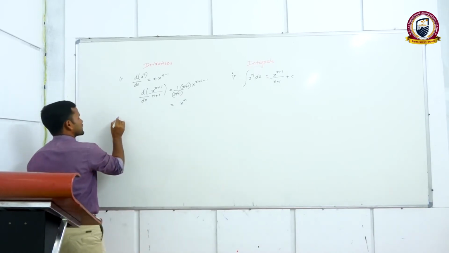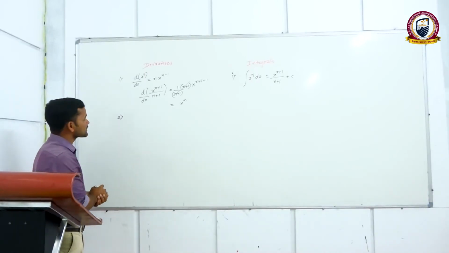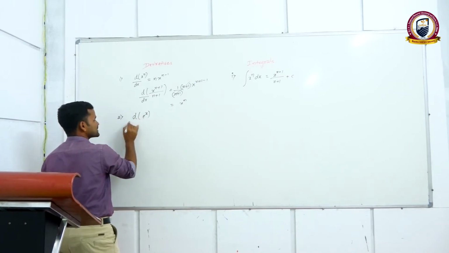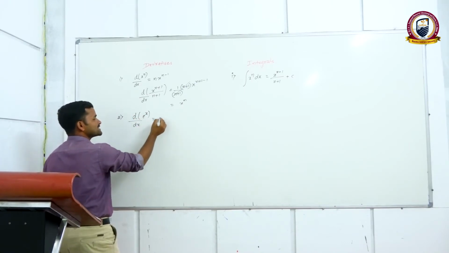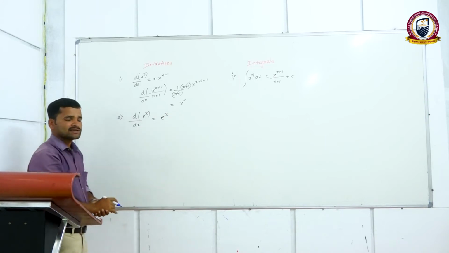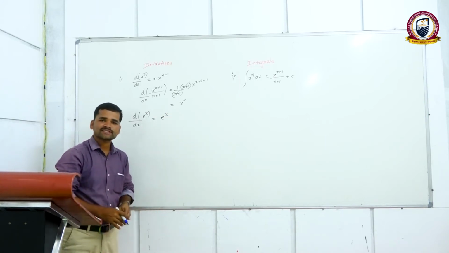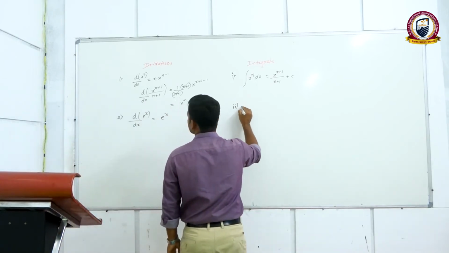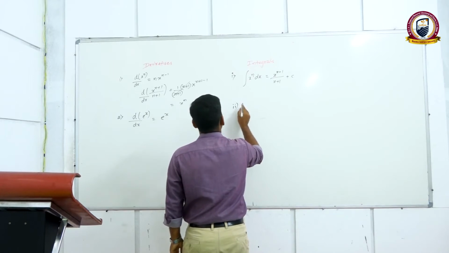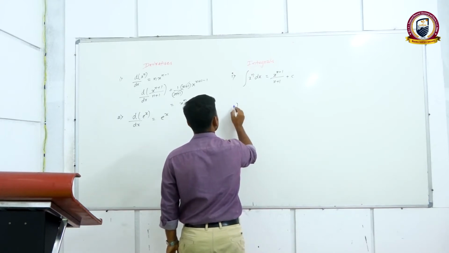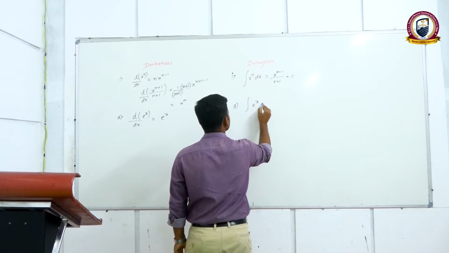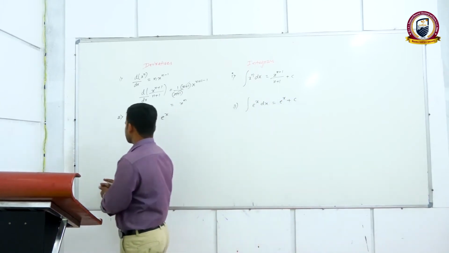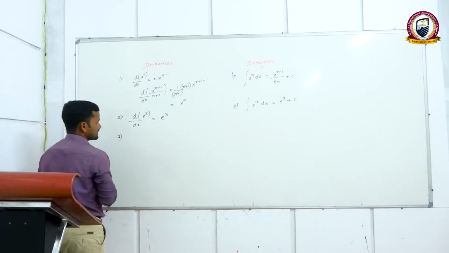Now, coming to second one. What is the differentiation of e raised to x with respect to x? This is nothing but e raised to x. Then what will be the integration of e raised to x? That is again e raised to x only. Second one. Integration of e raised to x with respect to x is equal to e raised to x plus c. Finished.